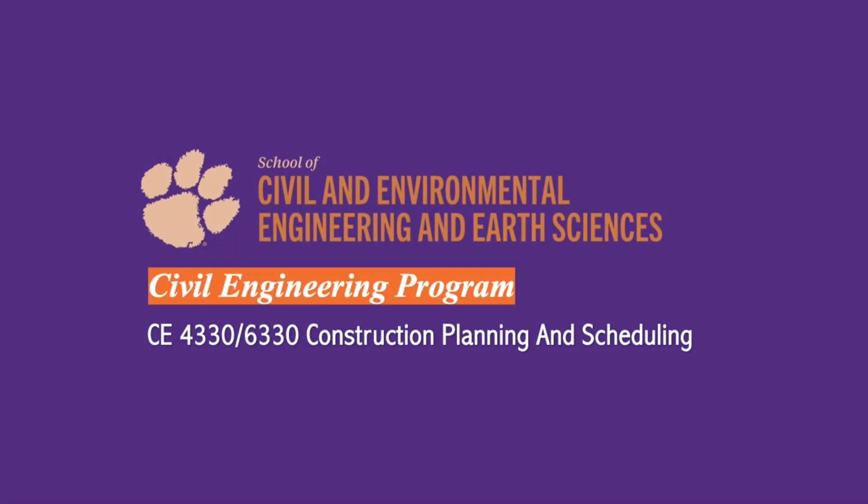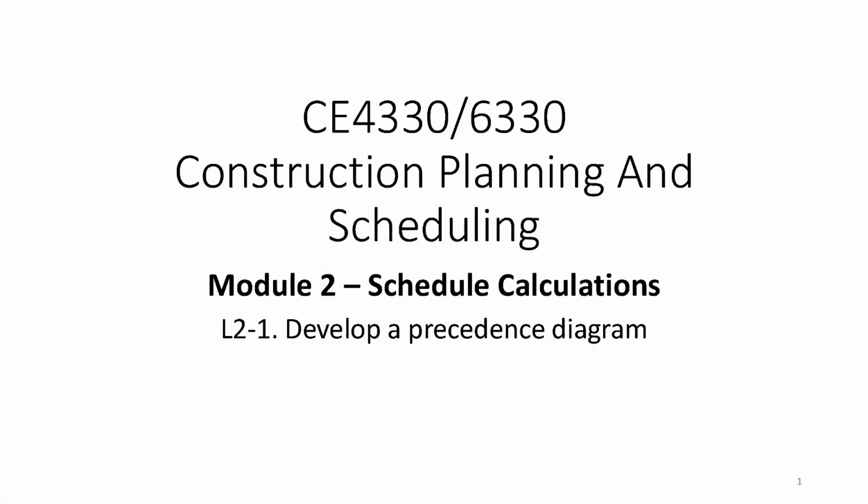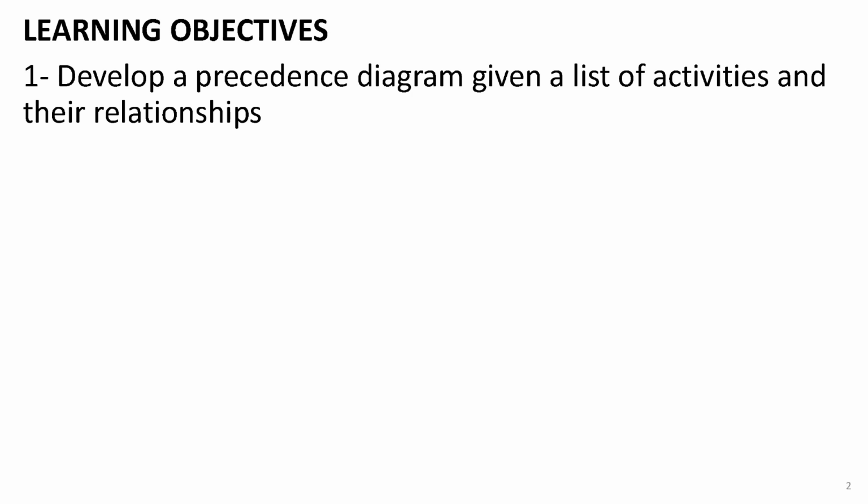Hey everyone, welcome back. In Module 2, we'll go over how to calculate schedules, including the start and end times of activities and the overall project timeline. In this video, we will start with Lesson 1, where our focus will be on developing a precedence diagram. The main learning objective for this lesson is simple. You will learn how to create a precedence diagram using a given list of activities and their relationships.